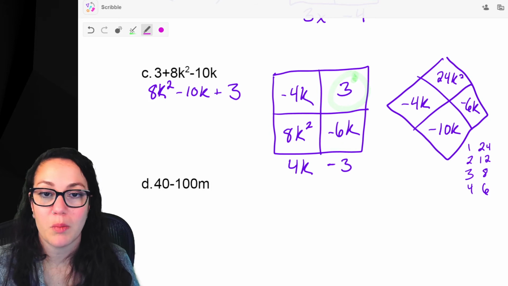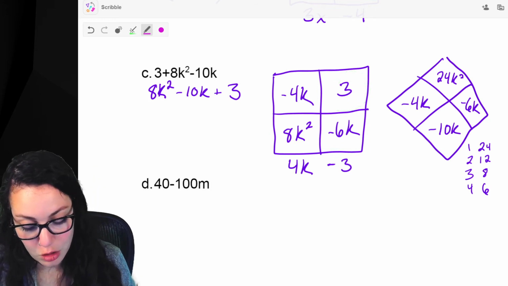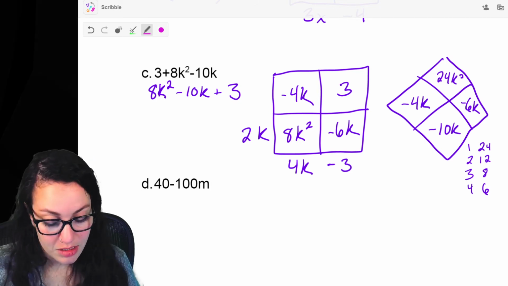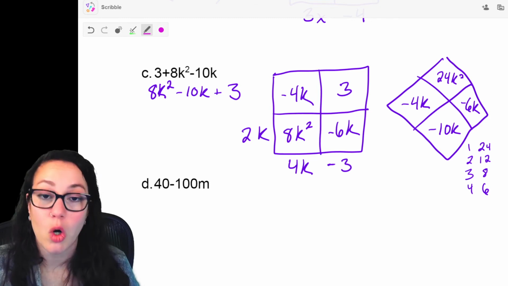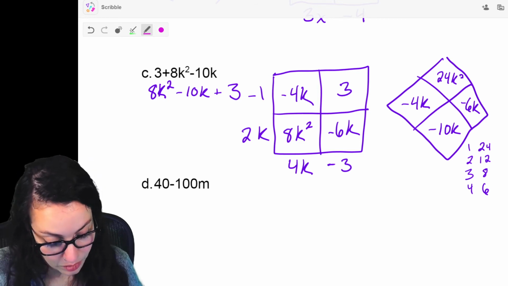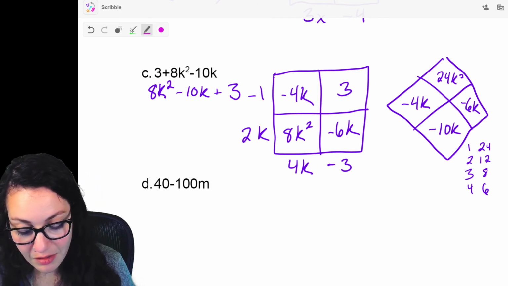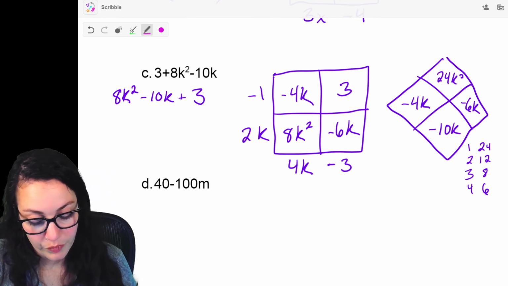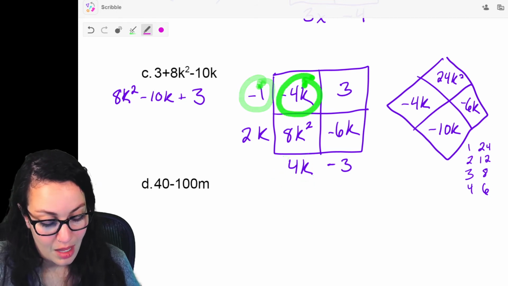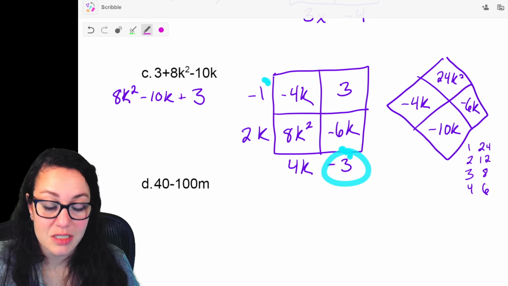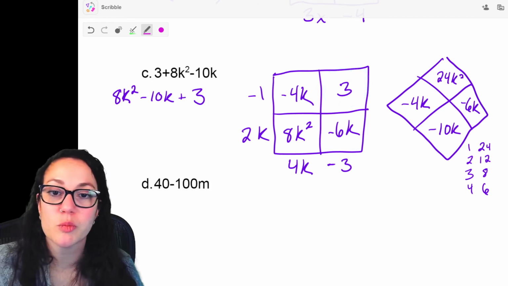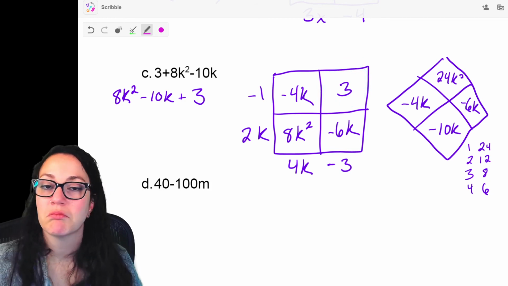So then on my left for my bottom row, my greatest common factor is going to be 2k. And then last but not least, up top, negative 4k and 3 don't have a whole lot in common, so the only thing I can take out there is a negative 1. Now, I'm going to spot check this because I've got some negatives moving around. 4k times negative 1 is negative 4k. And then negative 3 times negative 1 is positive 3. I'm not going to check them all every time, but I feel pretty confident now that I've got my negatives in order. Everything's where it should be.